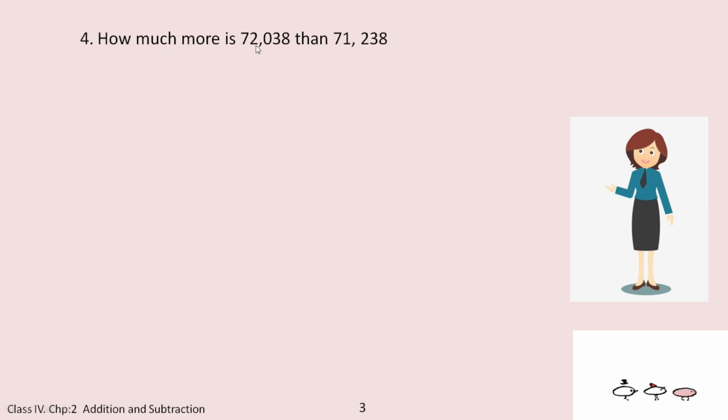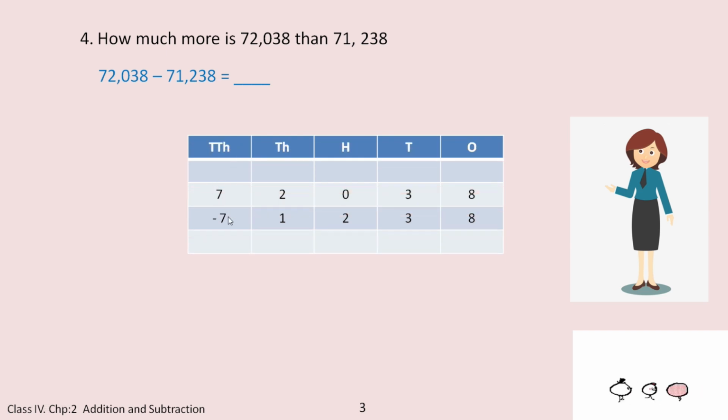The next question is question number 4. How much more is 72,038 than 71,238? So the bigger number, I'll write first. Minuend minus subtrahend will give me the difference. And we will have the place value chart, placing both the numbers, bigger number on the top, smaller on the bottom.